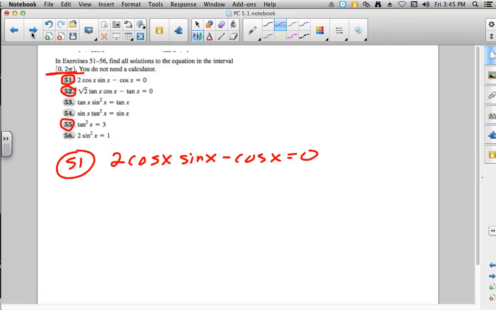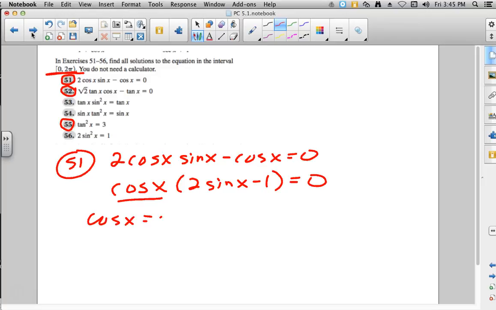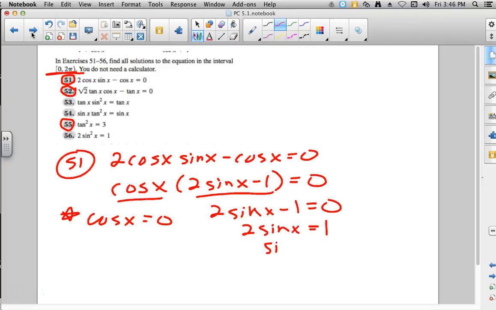And while I'm writing it down, I notice, hey, there's a cosine x. I can factor out both of those. Okay, now, if this is 0, I have this solved. And if this is 0, I have this solved. So, this one's ready to go. I can start thinking about answers, but this one I'm going to have to add 1 to both sides and divide by 2.